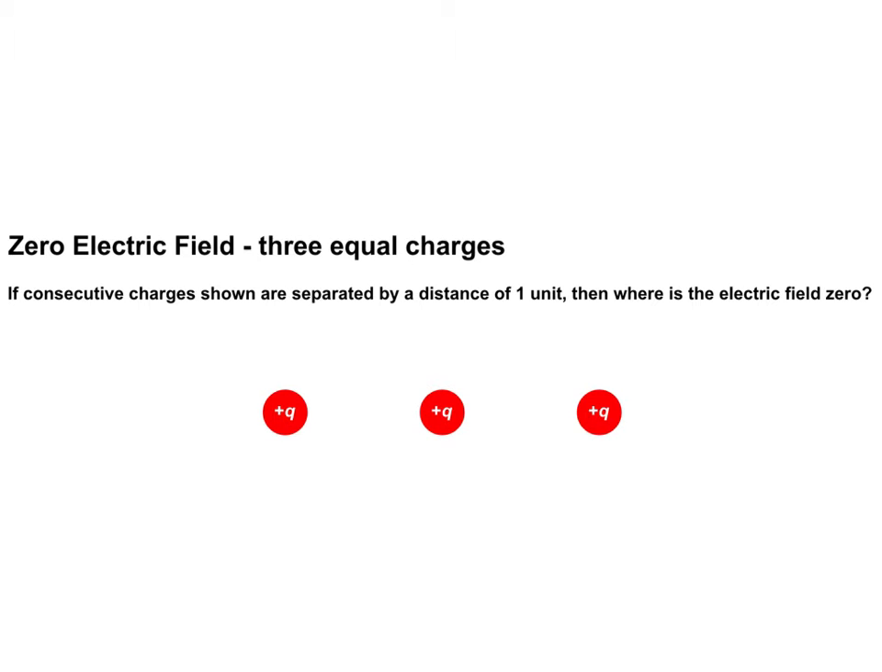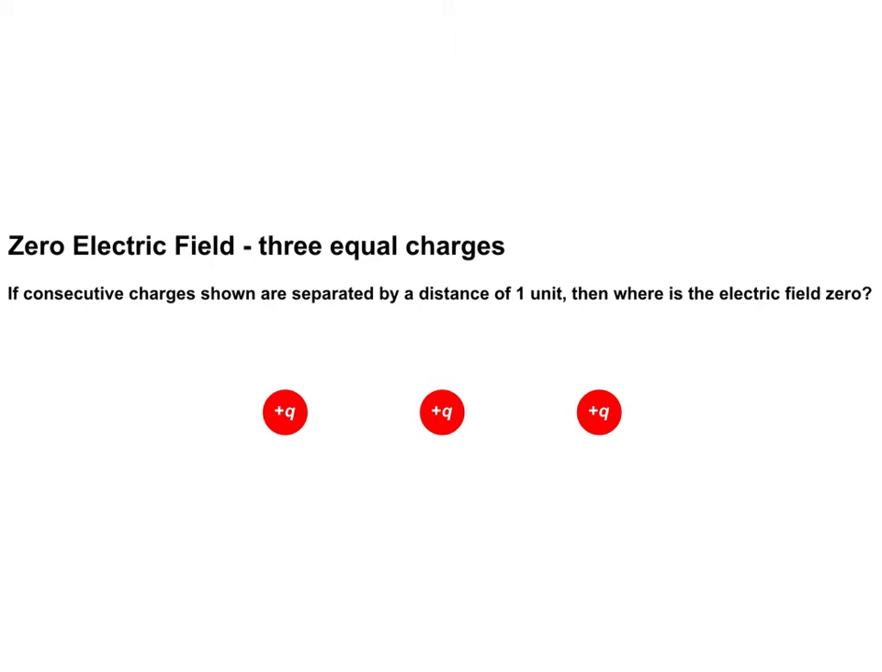Okay, before I do any algebra, I'm going to have to analyze four different regions here. Where will I possibly have an electric field of 0? Will there be any solutions over here? If I put a positive test charge anywhere over there, no, it's definitely going to go to the left. It'll repel from all three of them.